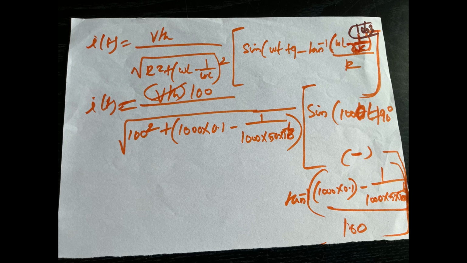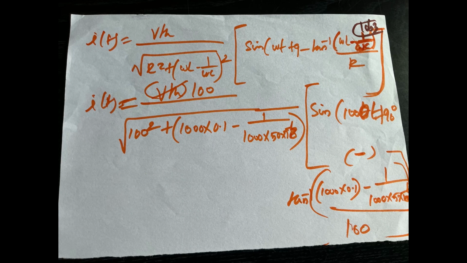The formula is shown in the notes. Put the respective values: the Vm value 100, then the R value, the omega L value and the omega C value. All values are given in the circuit. Omega t, then the angle is 90 degrees. Put the respective values in that formula.